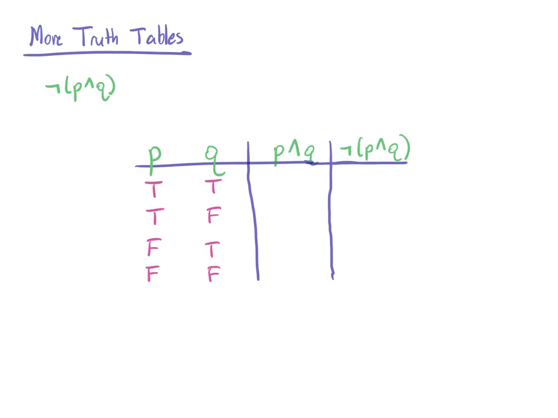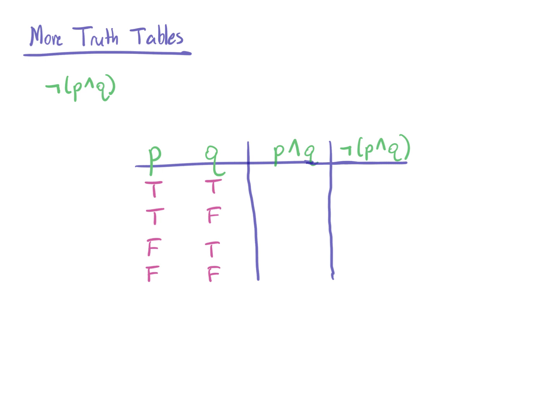Now let's try a more complicated truth table. This time, we're going to work with the logical expression not, and then I put in parentheses here, P and Q. So this means we're going to need to process both a negation symbol and a conjunction symbol. Much like in algebra, the right way to do this is to work inside out. So we're going to start with P and Q, and then we're going to apply the negation symbol to the output of that initial computation.